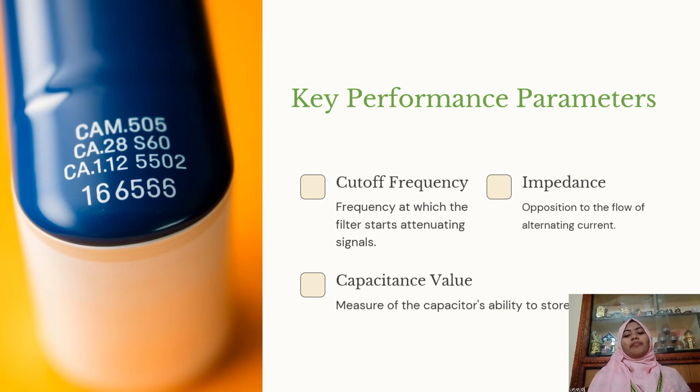We know that a capacitor generally stores some energy. So depending upon this capacitance value, the capacitor filter's performance also varies. The cutoff frequency, impedance, and capacitance value are the three key parameters behind the performance of a capacitor filter. Cutoff frequency is the frequency at which the filter starts attenuating signals, meaning the specific region where the filter starts attenuating signals.